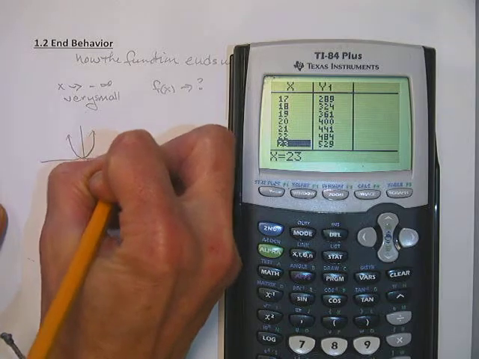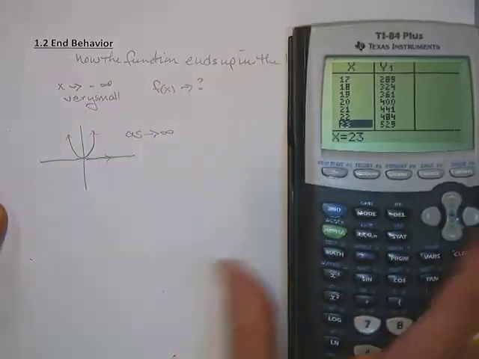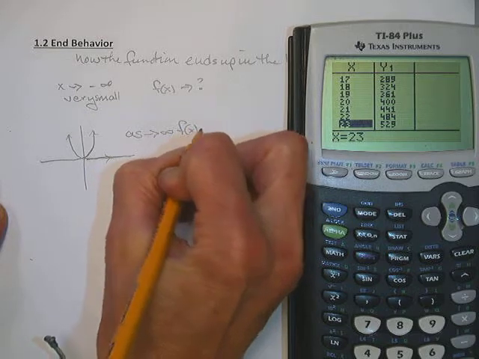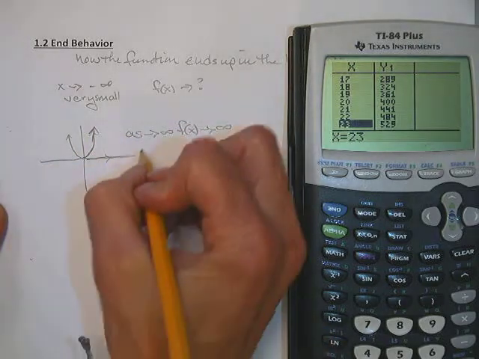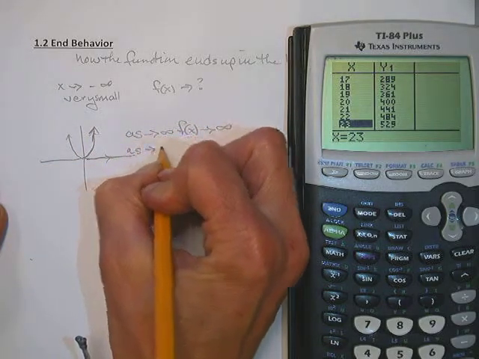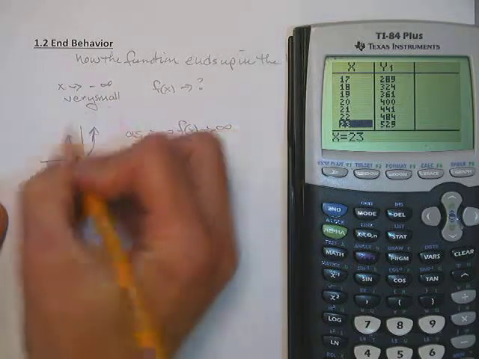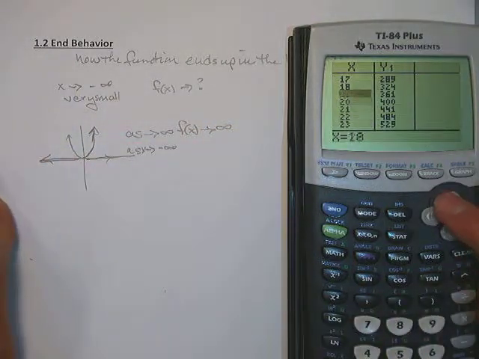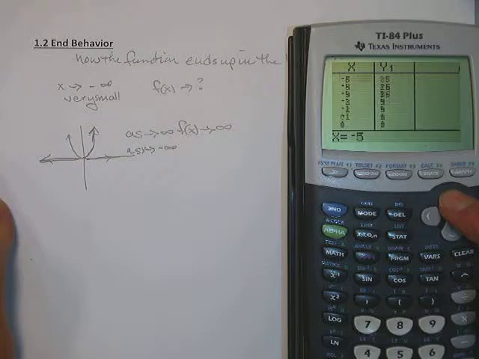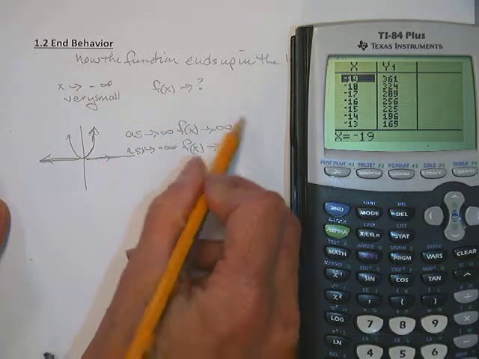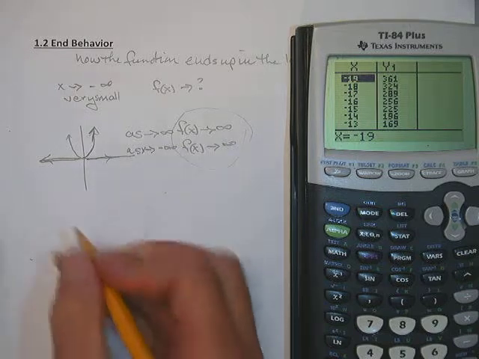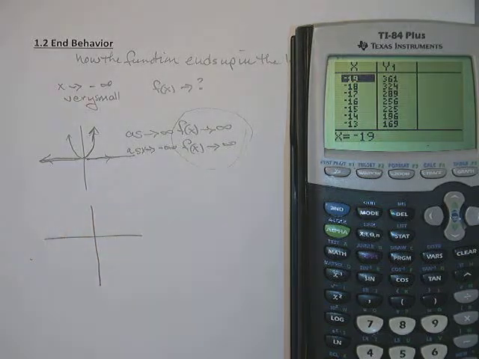So eventually, as x approaches infinity, the function also goes to infinity. It goes up like that. It just gets larger and larger. Then, as x goes to negative infinity, as x gets smaller and smaller, we go the other way on our table. As x goes into the negative values, what happens to the function? It gets larger and larger. So the function goes to infinity. This is called its end behavior. Where does it end up?